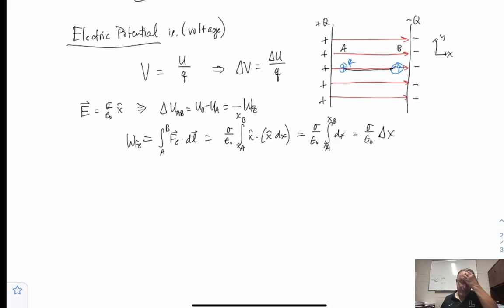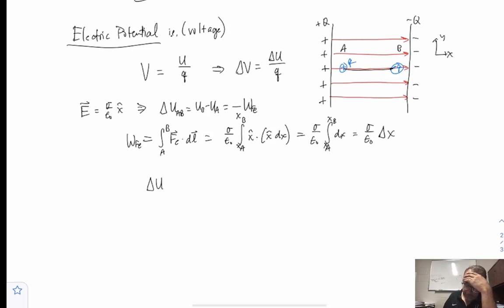Now let's think about that for a minute. The electric force is in the x direction. The motion of the charge is in the positive x direction. The electric force does positive work in moving the charge from point A to point B. Sounds great. Everything's cool. Delta x is positive because xb is greater than xa. So I've come up with a quantity here that is actually positive.